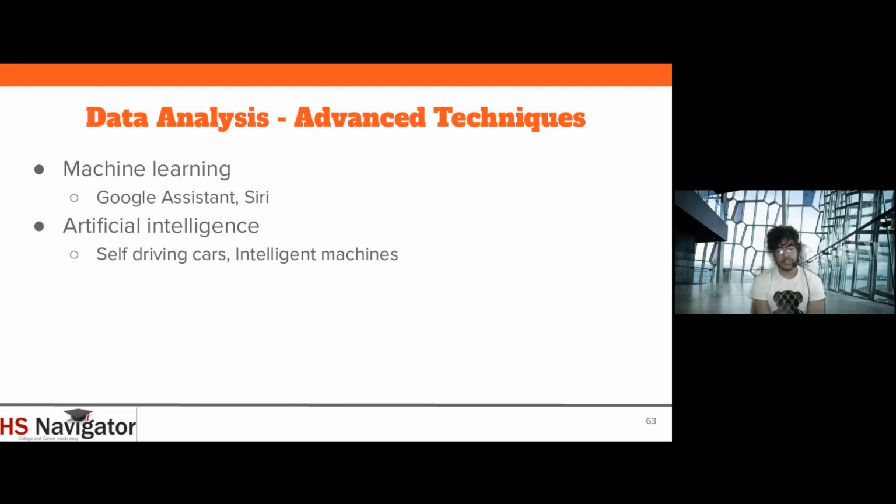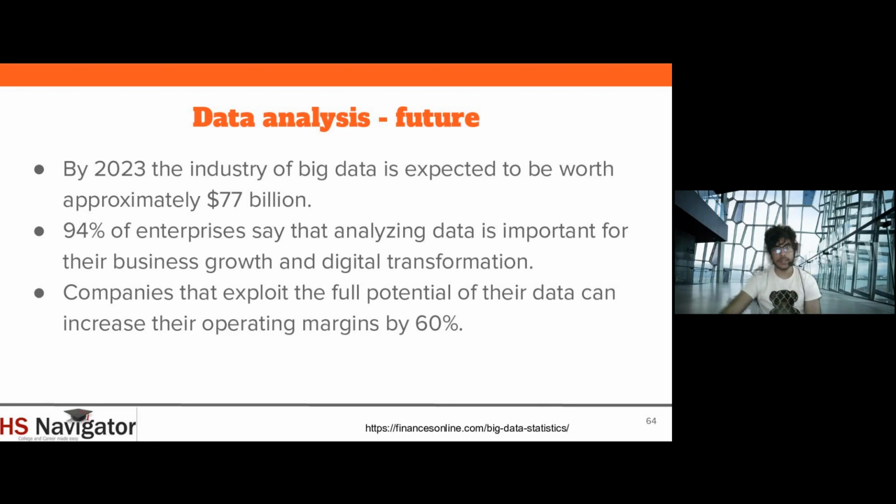And then we have advanced techniques of data analysis, such as machine learning with Google Assistant and Siri, artificial intelligence in self-driving cars and intelligent machines, and data analysis in the near future. By 2023, the industry of big data is expected to be worth approximately 77 billion. 94% of enterprises say that analyzing data is important for business growth and digital transformation. Companies can exploit the full potential of their data and increase operating margins by 60%.